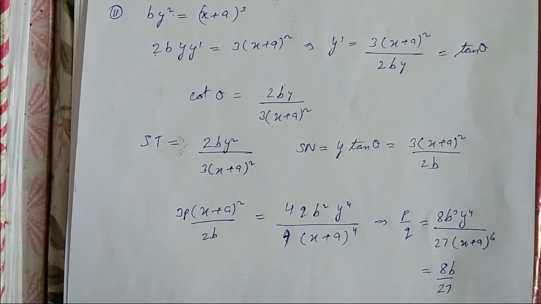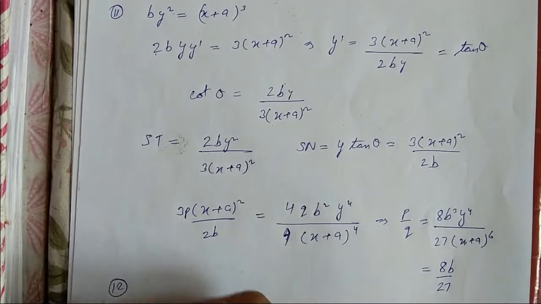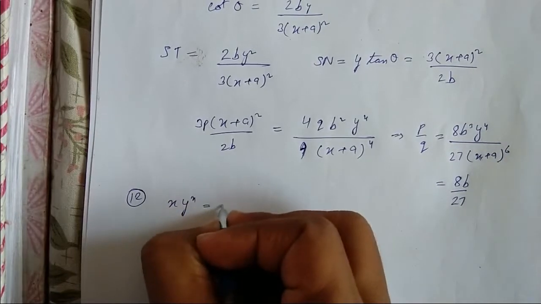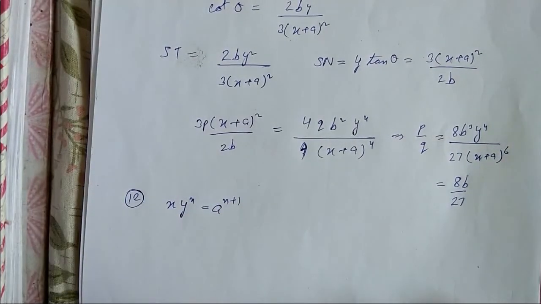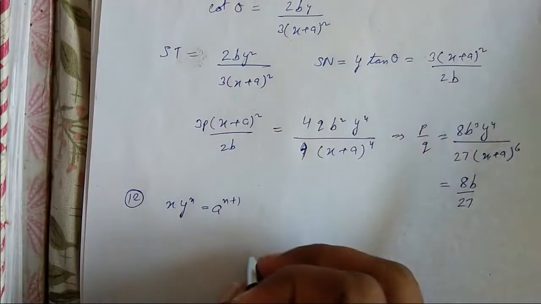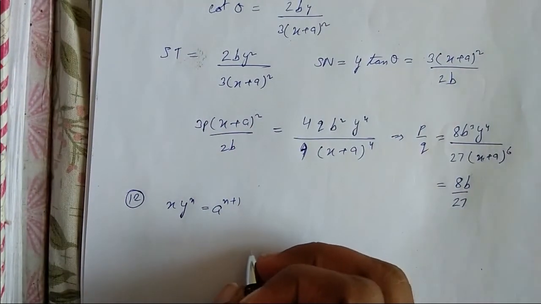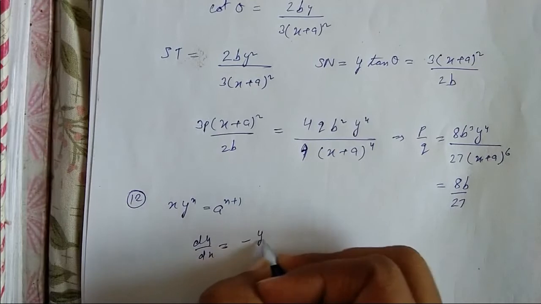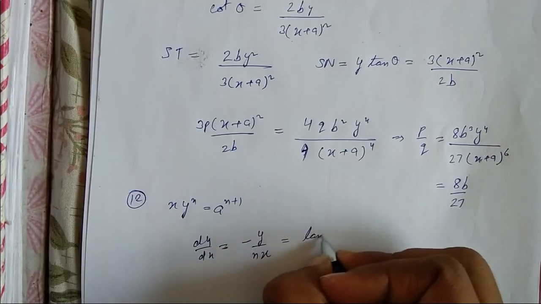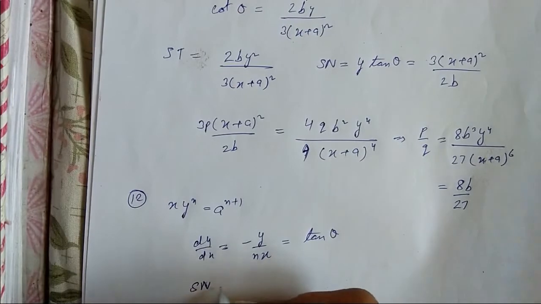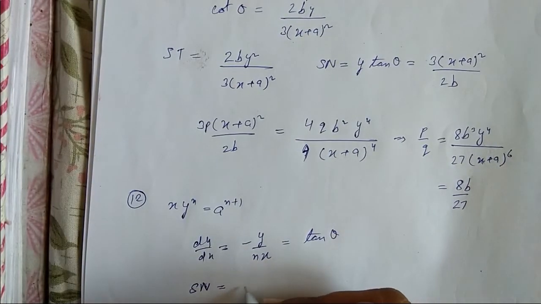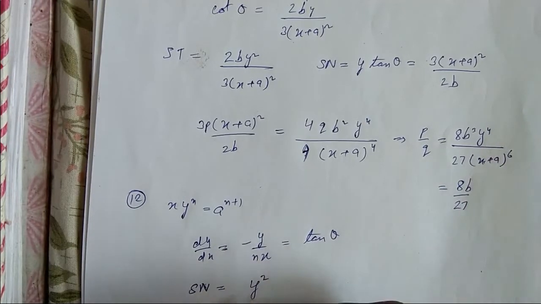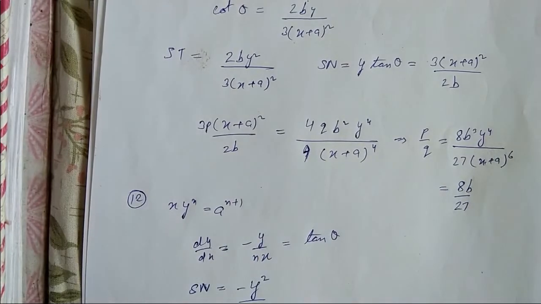Moving on to the next question, question number 12. In the curve x y power n is equal to a power n plus 1, the length of the subnormal is constant when n is equal to. So first calculate the length of subnormal. So dy by dx is equal to minus y by nx is equal to tan theta. Subnormal is equal to y tan theta, which is minus y square by nx.